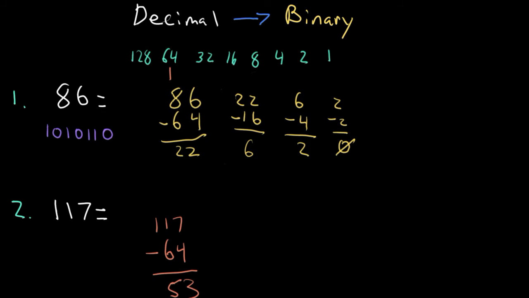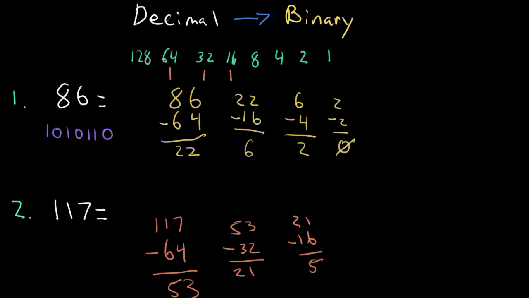Now what about 32? Does 32 fit into 53? Yes, it does. So we're going to put a 1. 53 minus 32 equals 21. Does 16 fit into 21? Yes, it does. So we're going to put a 1. 21 minus 16 equals 5.